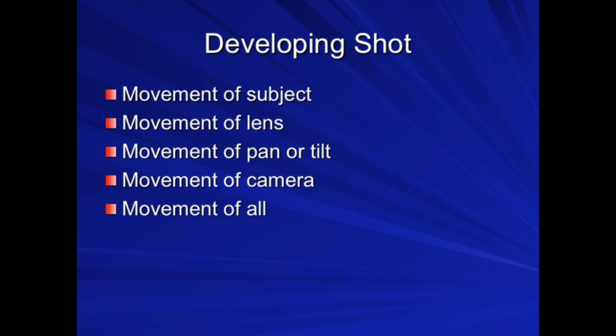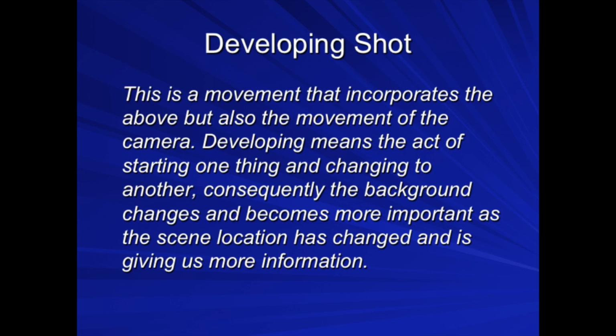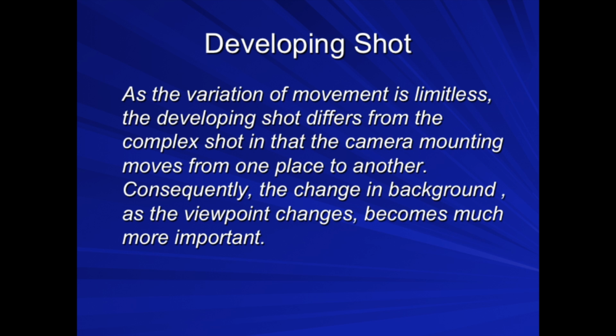Okay, the next shot is the developing shot. So this contains the movement of a subject, movement of a lens, movement of pan or tilt, movement of camera, movement of all. The developing shot is a movement that incorporates all these elements, but also the movement of a camera. Developing means the act of starting one thing and changing to another. Consequently, the background changes and becomes more important as the scene location has changed and is giving us more information.